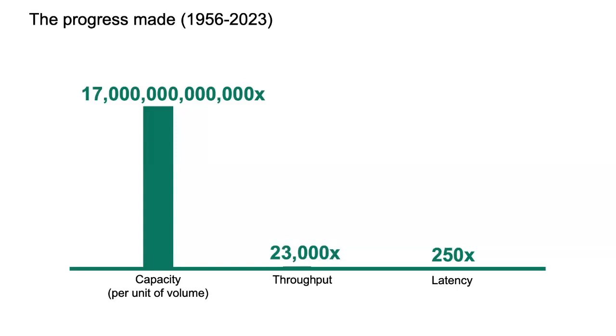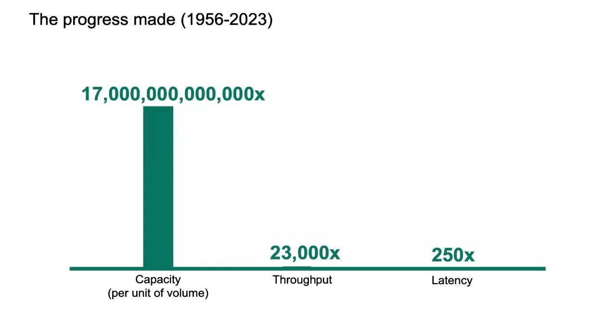But this time, when I recalculated everything, I found 17 billion of difference in terms of factor of capacity per unit of volume, 23,000 times more throughput. That's less than 17 billion. And 250 is the factor of latency. Careful, the throughput increased, the capacity increased, latency decreases. You want less latency, right? It needs to be as quick as possible.